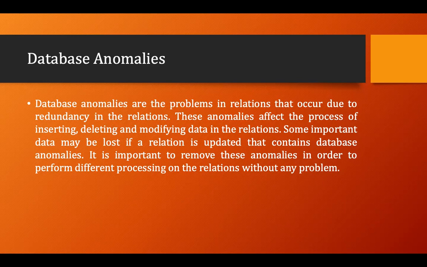So database anomalies are the problems in relations that occur due to redundancy in the relation. Why does this anomaly occur? Because there may be redundant data, data which is repeating. If we have some repeating data in the database, it will create problems, and those problems are called anomalies.